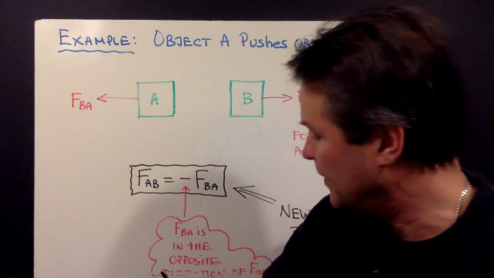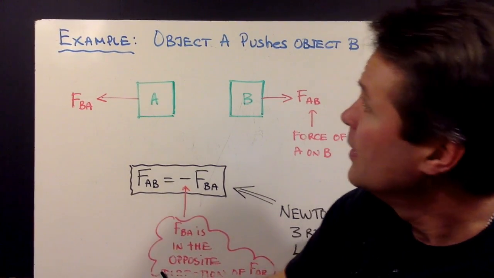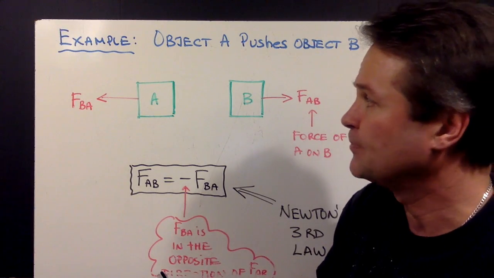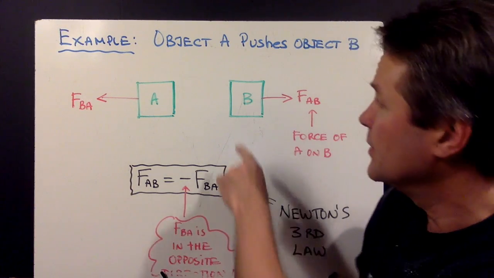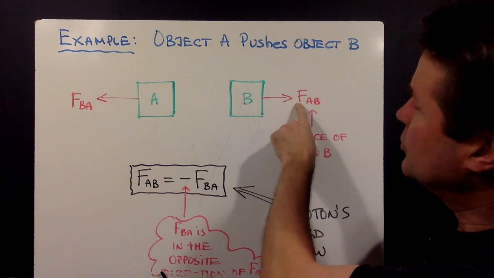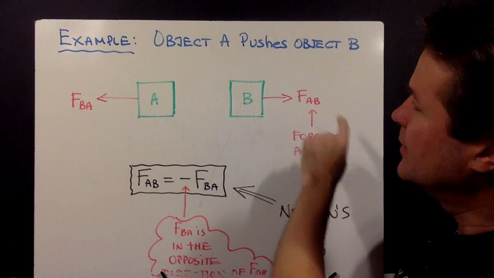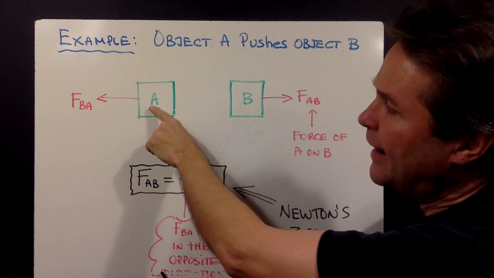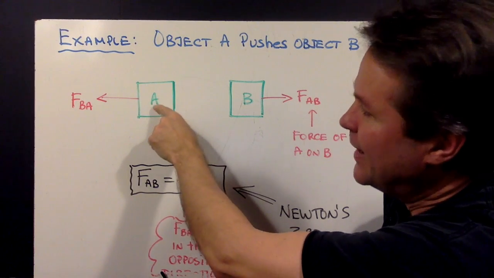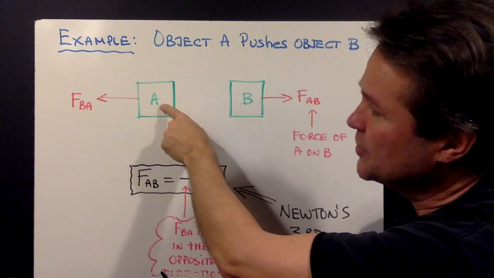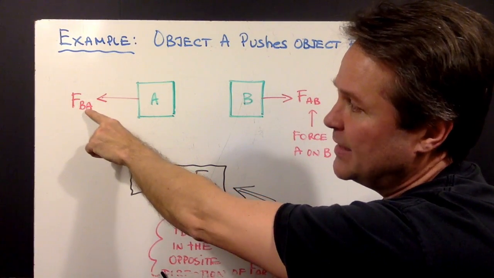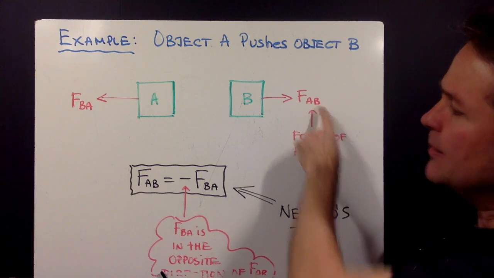So here I have an illustration for you of an object which pushes. Object A pushes on object B. So A pushes on B. So here's object B, and it's being pushed by A. So the force of A on B. And in turn, what happens at the very same time, object B pushes on A. So when A pushes on B, object B pushes on A with a force of FBA. This is FBA, and this is FAB.